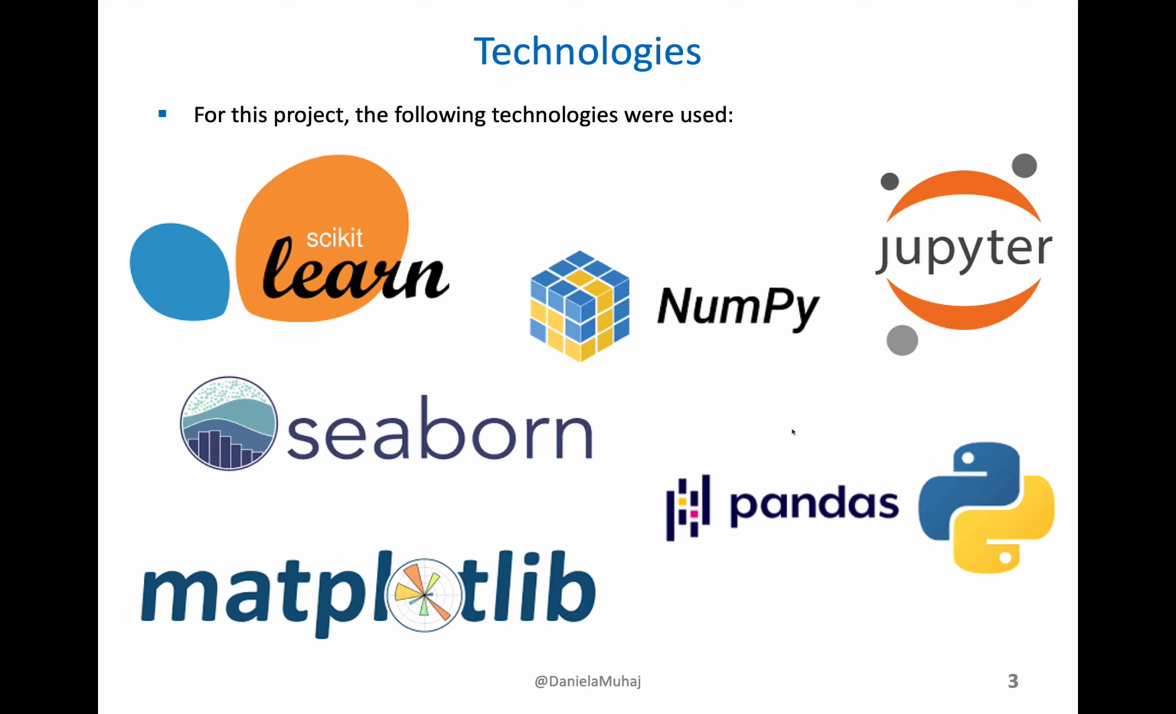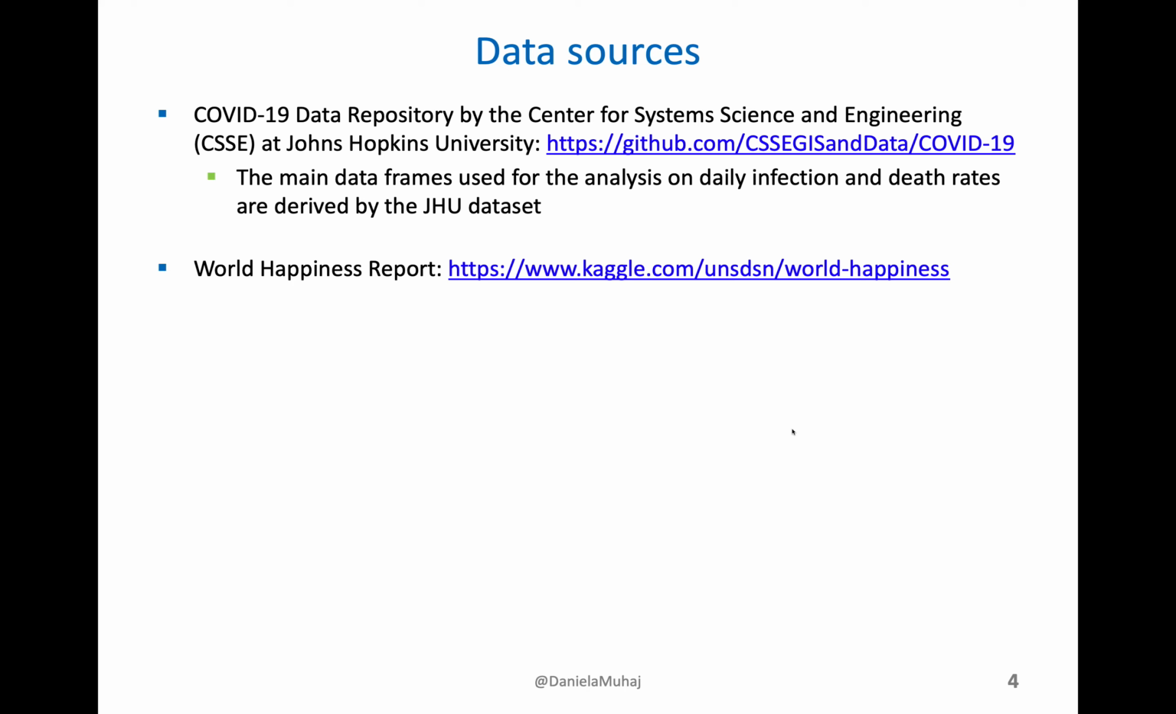In terms of technologies, what I'm using for this project is pretty standard. I'm using NumPy and Pandas for data processing, and the entire code is in a Jupyter notebook. I'm using Seaborn and Matplotlib for the visualizations and scikit-learn for the machine learning part of the project. As I mentioned, the data sources are two. One is the GitHub repo of Johns Hopkins University. The main data frames that will be used from this source are on the daily infection rate and the death rates, which we'll use for the time series forecasting. And then non-medical variables will come from Kaggle based on the World Happiness Report.